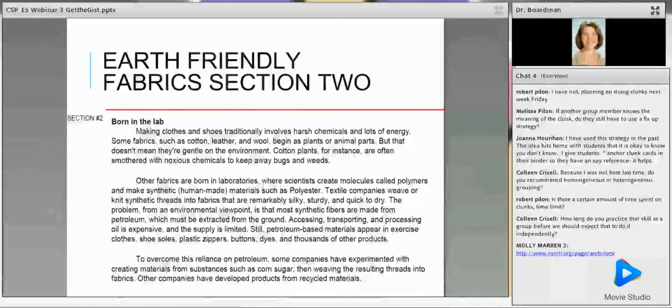So, born in the lab. Making clothes and shoes traditionally involves harsh chemicals and lots of energy.